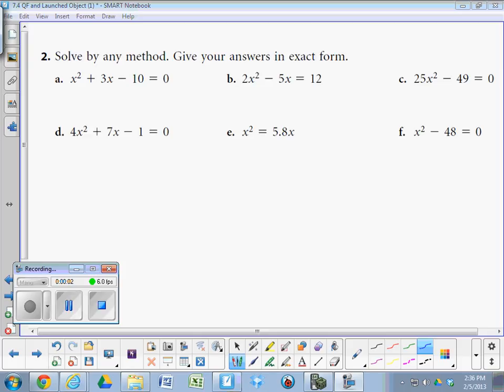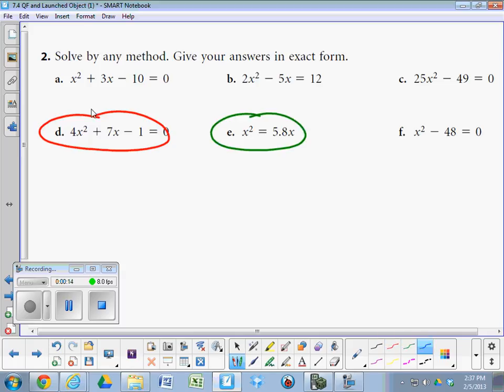We're on worksheet 7.4 of the green sheet. Number 2, parts D, E, and F. Are you ready? I'm going to color code these things. One's going to be red, one's going to be green, and one will be blue.